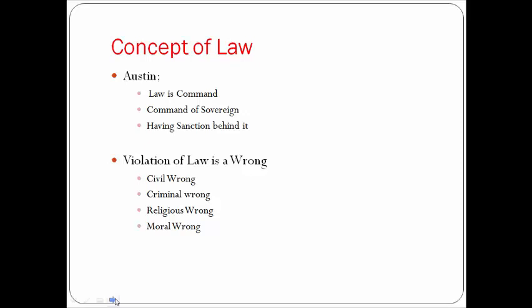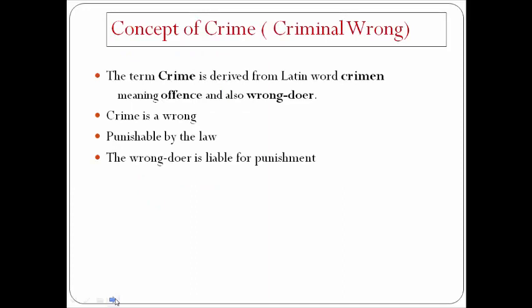So we must know what is meant by criminal wrong. Criminal wrong is known as crime. The term crime is derived from the Latin word crimen, meaning offense and also wrongdoer. So whoever commits any offense or does any wrong, the wrongdoer may be considered as crime, or the offense can also be considered as crime. Crime is a criminal wrong.